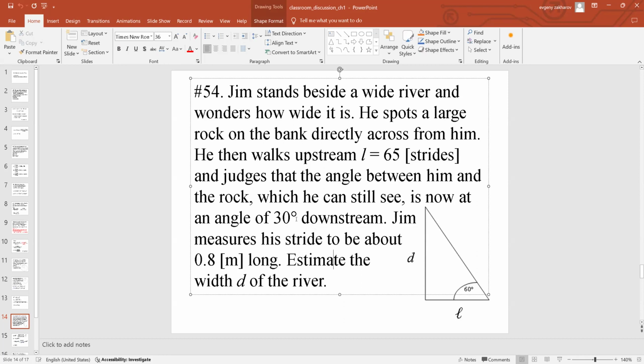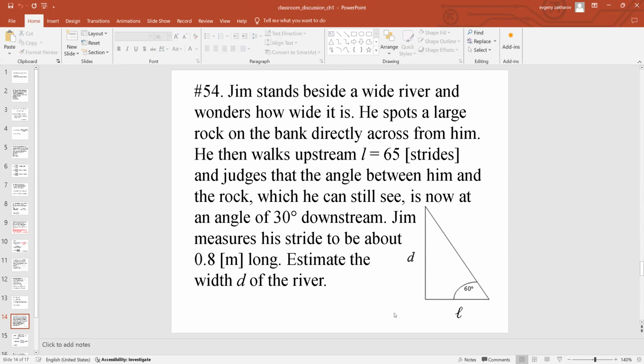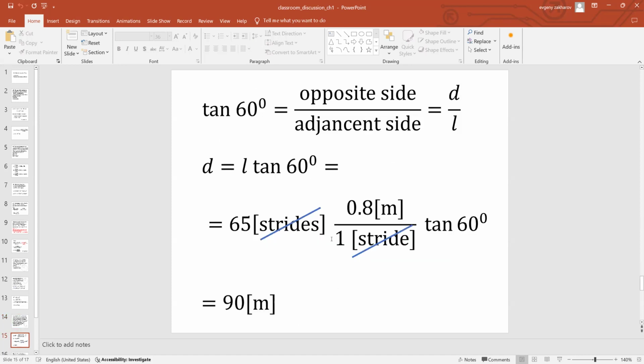And 30 degrees downstream means that the other angle is 60 degrees. And you have to estimate the width of the river. So this D is what we're looking at. So length is given, but be careful, you cannot do 65. You have to convert to meters first. And that's what we do.